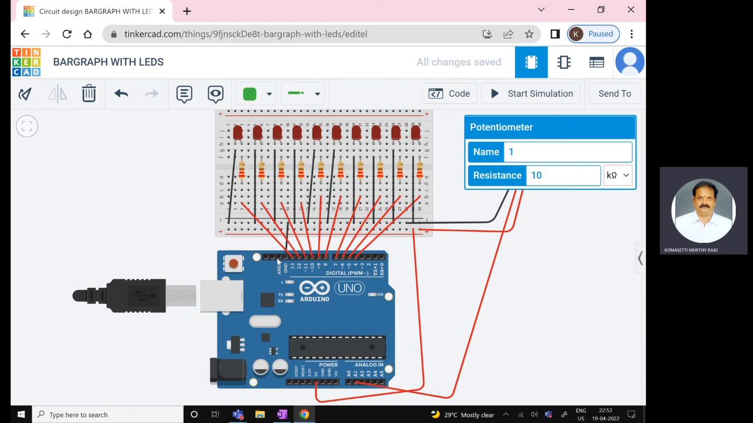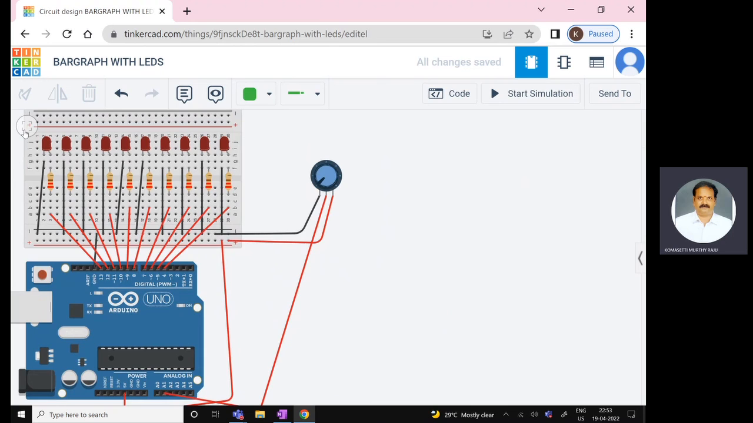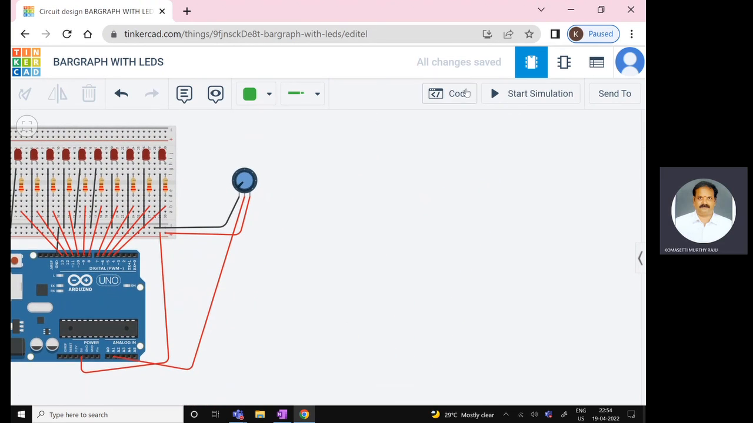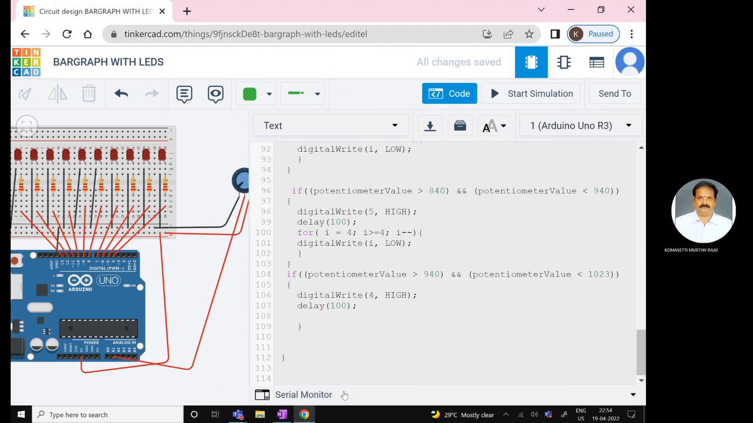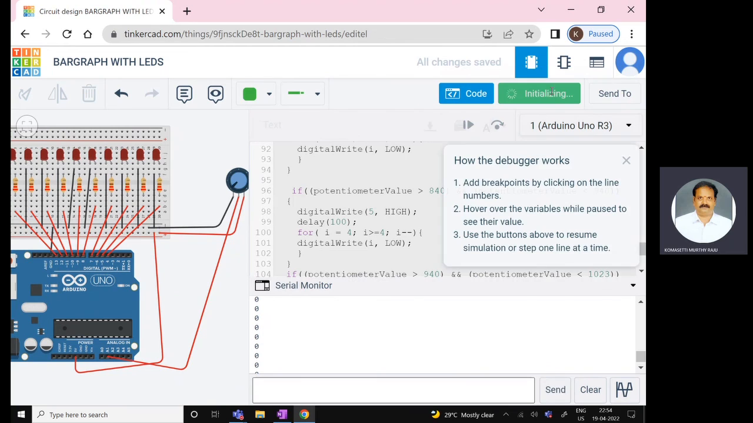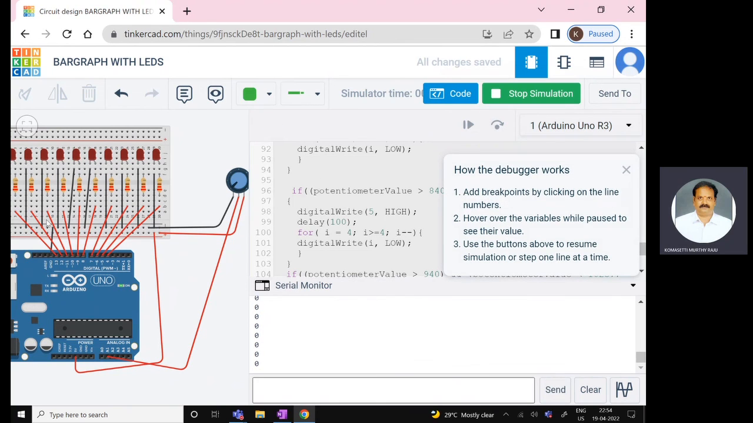See this one. By using that code, by using the serial monitor, this is the serial monitor. Start simulation. The values are displayed here. At 0, all LEDs are clearly in off mode. By changing this value, the first LED is on, for values up to 1 or 2. By changing this value, the second LED is on.